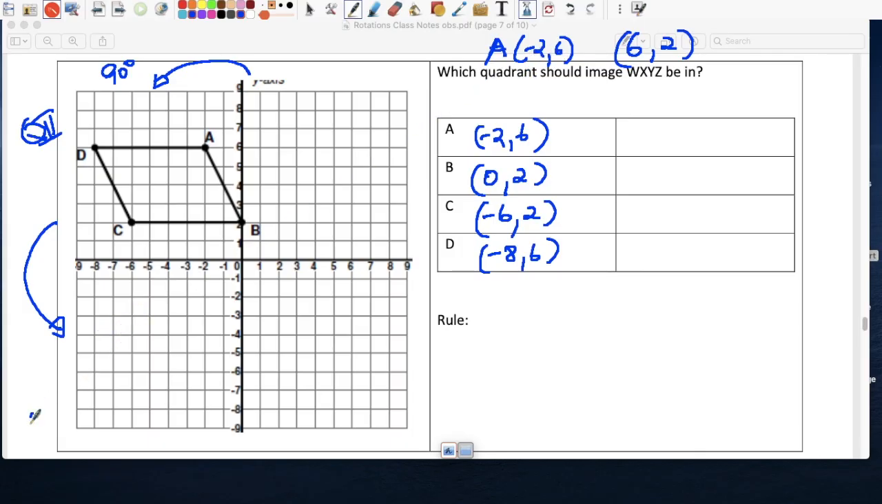But in quadrant 3 over here, what are the characteristics of the coordinates? Well, in quadrant 3, everybody's negative. So you write (-6, -2). (0, 2) switches over, becomes 2 and 0. I'm sorry, this becomes (-2, 0).